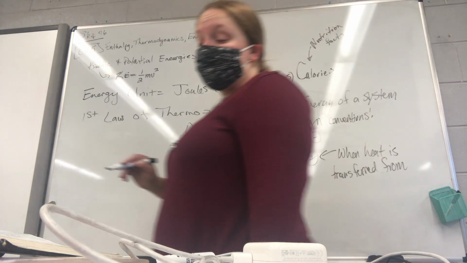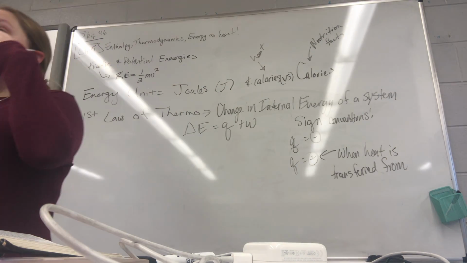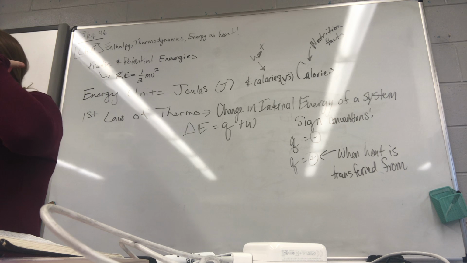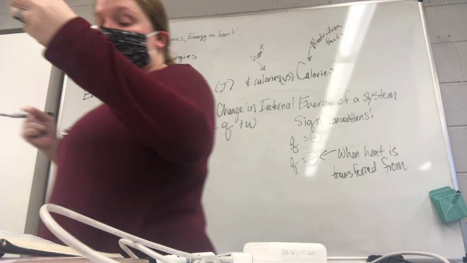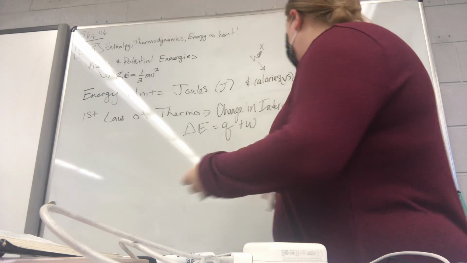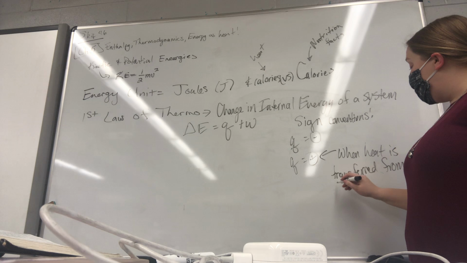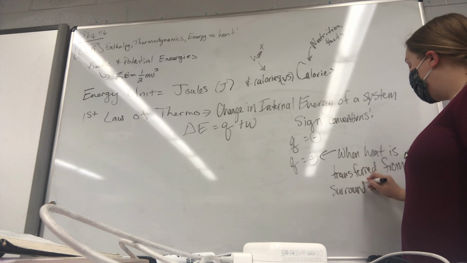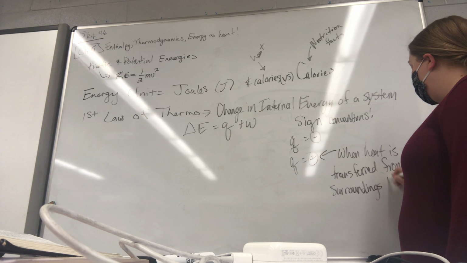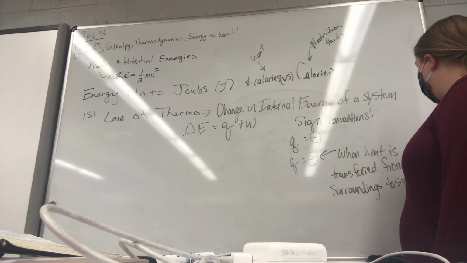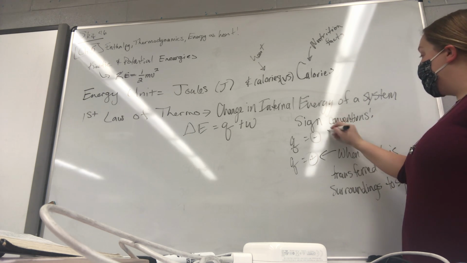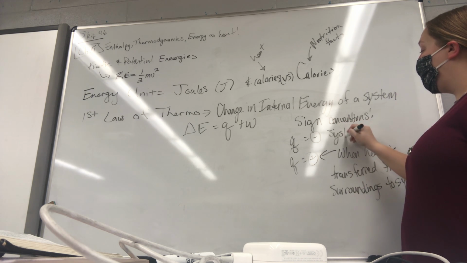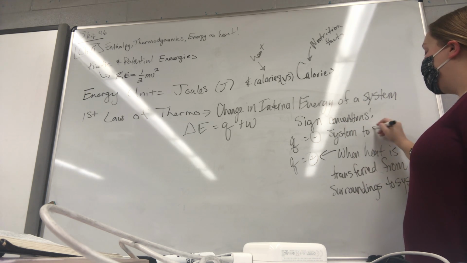This is where we introduced terminology, I would say, or ways to talk about heat. So we talked about systems and surroundings. Q would be positive when heat was transferred from the surroundings to the system. And Q would be negative when it goes from the system to the surroundings.